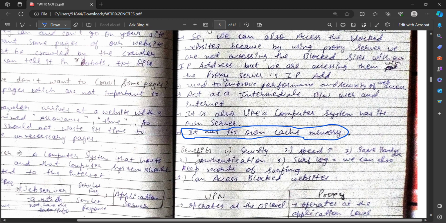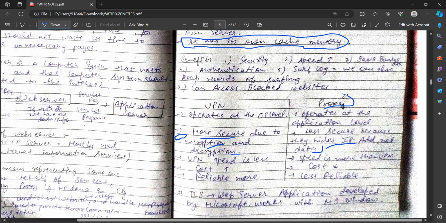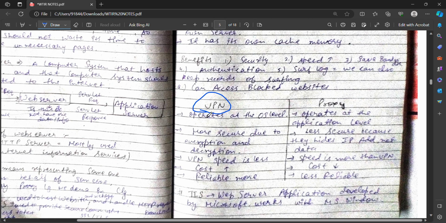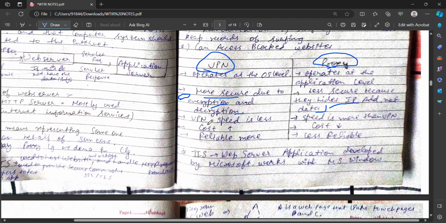They do not have their own memory. So there is no concept of storing data in a memory, because there is no memory in VPN. They are only providing the encryption, decryption, security, and all that. So this is also another difference: a proxy server keeps the records of your surfing, because it has its cache memory. But VPNs do not have a cache memory, so they do not keep the records of your surfing. This is another point about VPN and proxy server. So I think you are now clear with the difference between VPN and proxy server.